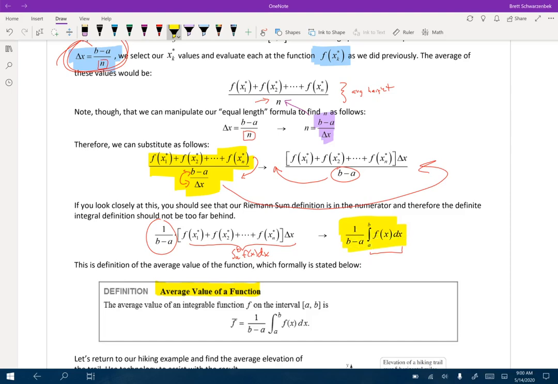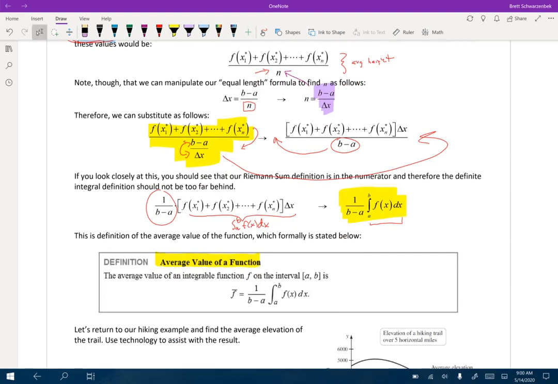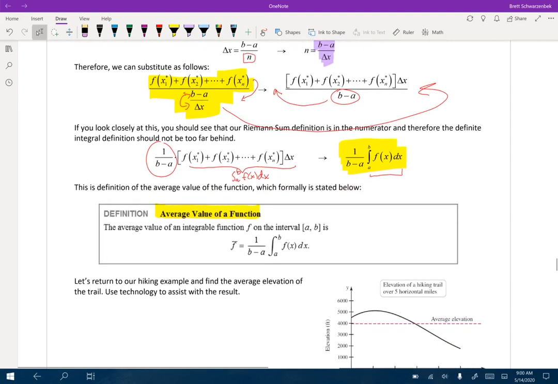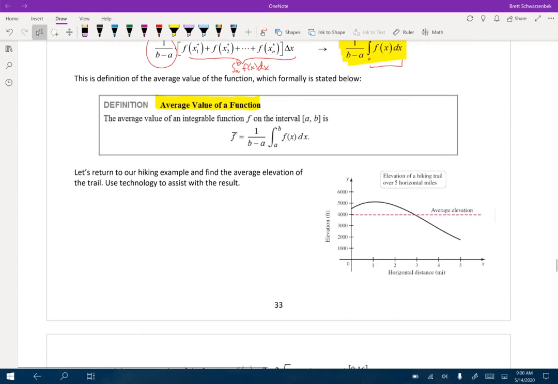This, therefore, represents the average value of a function. In other words, in this problem that we're doing, the average height of the elevation. And that's why this formula is interesting when it comes to applications when dealing with definite integrals.